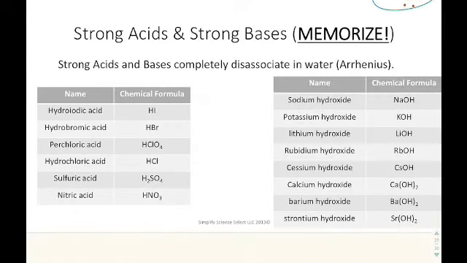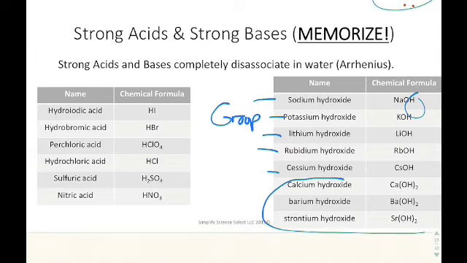This is a list of strong acids and bases. There are some patterns to them, but basically you need to memorize these. If you look, you have sodium hydroxide, potassium hydroxide, lithium hydroxide, rubidium, cesium. Those right there are all group 1. So basically if you have group 1 and a hydroxide, it's a strong base. These are all in group 2. Now it's not all inclusive of group 2, so you can't say everything in group 2 is a strong base as well. You have to memorize those last ones.